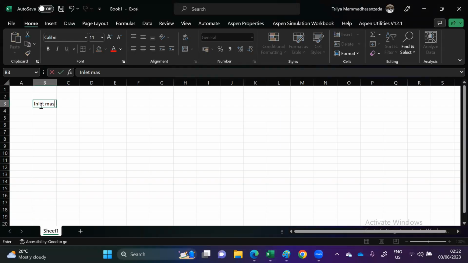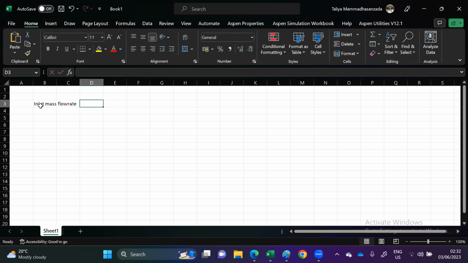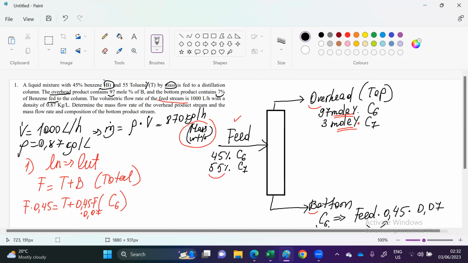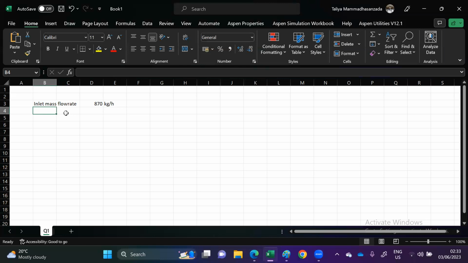So inlet mass flow rate equal to what? Its value. Okay, this is question 1. Next one. Can we determine easily the C6 and C7, as you said? I believe yes, because we are given the compositions. Let's define it again.